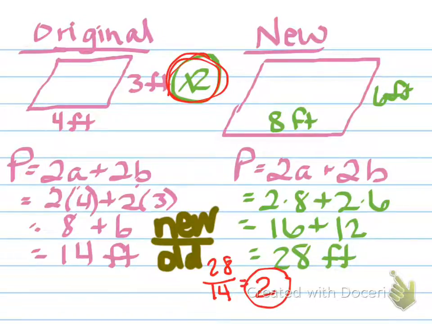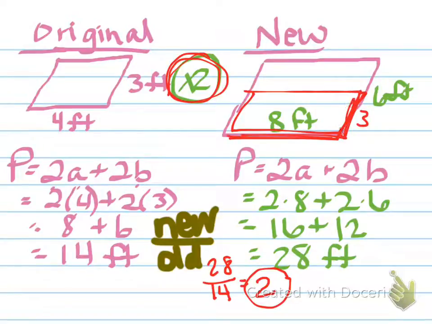Now remember that this only worked because all of the dimensions were changed proportionally. I multiplied all the sides by 2, and that's the only way that it would have worked. I couldn't have left it as 3 foot and gotten the same response. Just because I doubled this one, if I didn't double this one as the side as well, then it's not going to work. It's not going to be double the perimeter anymore. All right, so let's go back.